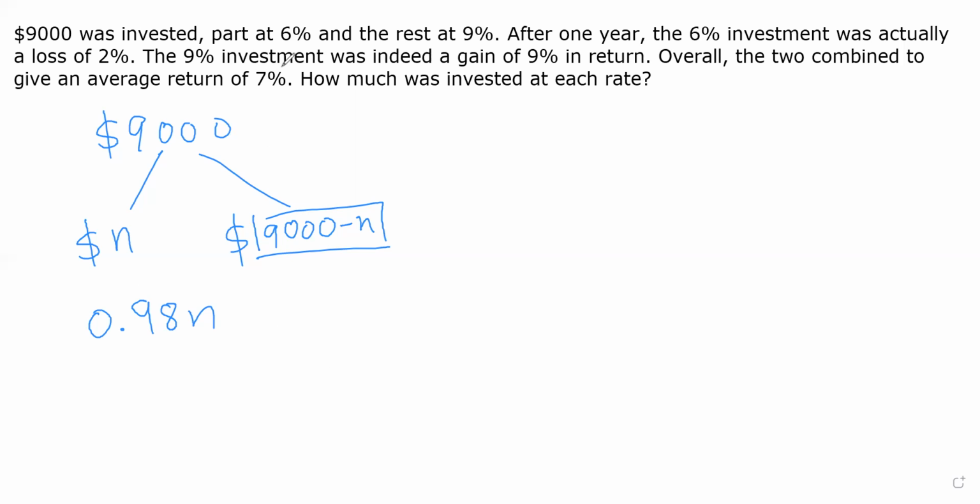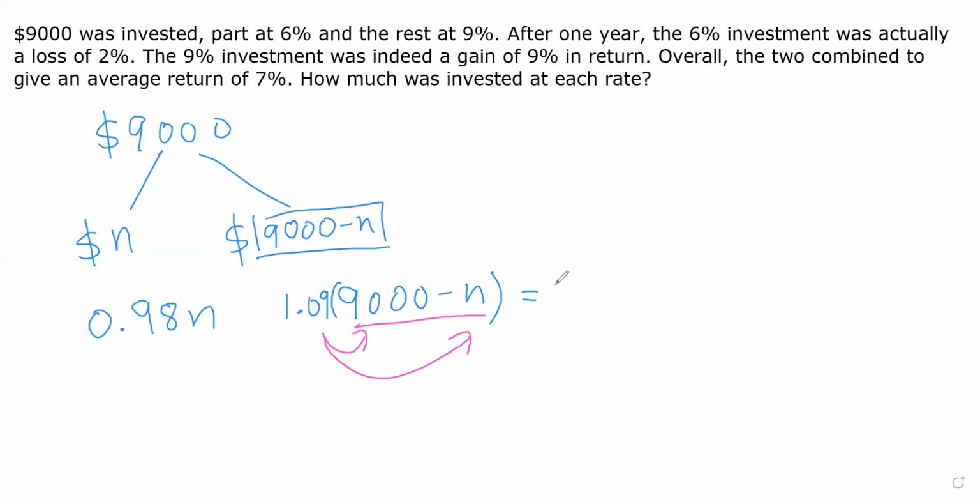Now, the 9% investment is indeed a gain of 9%. So we take this quantity, 9,000 minus N, and it indeed gained 9% in return, which means we multiply it by 1.09. The 1 signifies that you still have the original amount, 9,000 minus N, but the decimal 0.09 means you gain an extra 9% of it. So let us distribute this 1.09 into the brackets.